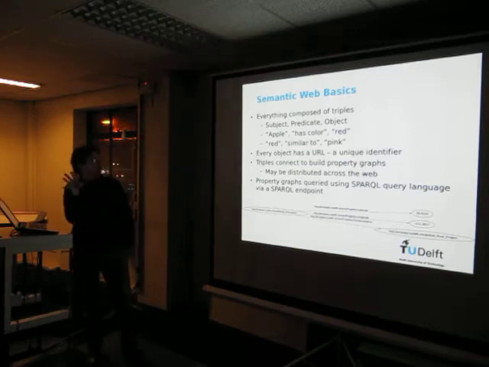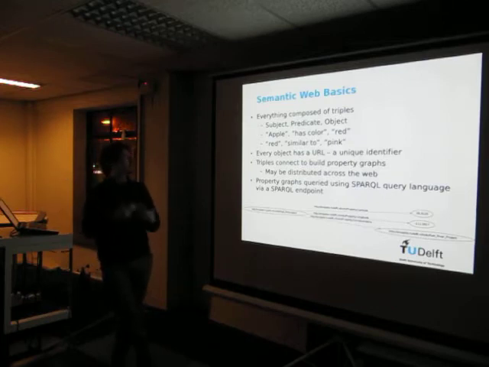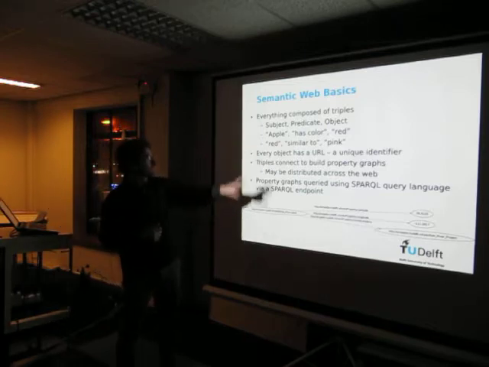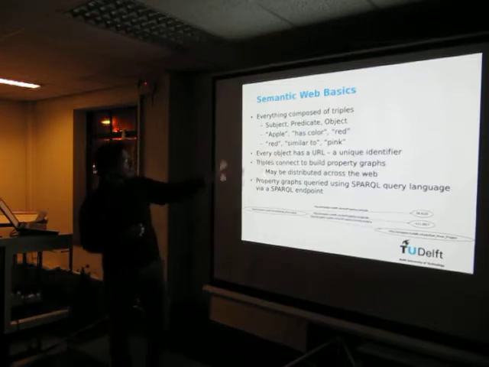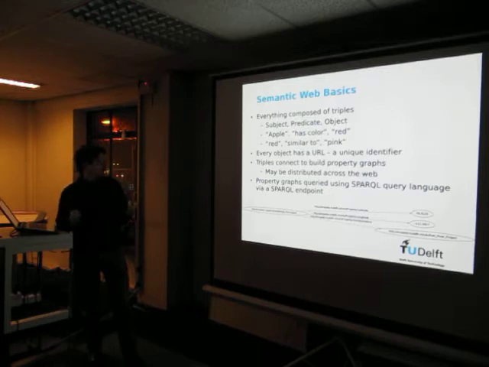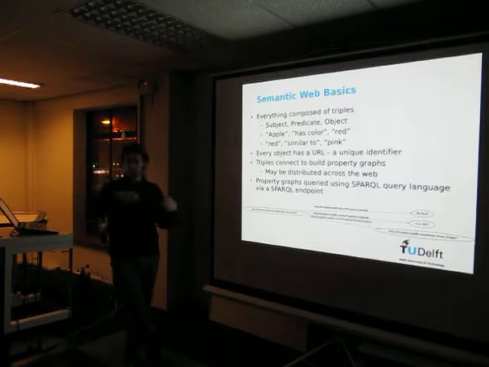The thing with the semantic web, as opposed to a traditional relational database, is that everything is composed of triples. So you have a subject, a predicate, and then an object. So you can say apple has color red, and then red similar to pink. Every single object that you have in the semantic web has a URL, so basically a unique identifier. And these different types of triples, you can chain them together to build these types of property graphs that can then be distributed across the web.